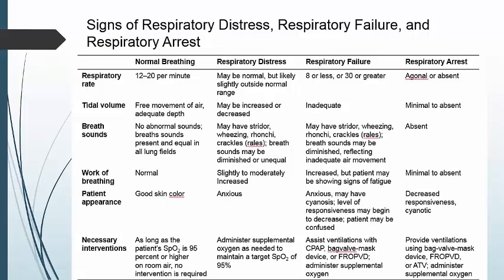Now, for your work of breathing, normal breathing, of course, is normal. Respiratory distress is slightly to moderately increased. Failure is increased, but they are showing signs of fatigue. And then respiratory arrest is minimal to absence. Appearance is really important here as well. For normal breathing, they should have a good skin color. For distress, they usually look kind of anxious. May show some mild signs of hypoxia, but usually still look fairly normal but distressed. Respiratory failure, they're going to be anxious. They're going to show cyanosis usually. And level of consciousness or responsiveness may start to decrease, and they may be confused due to the hypoxic state. Respiratory arrest, decreased to no responsiveness, and then profound cyanosis sets in pretty quickly.